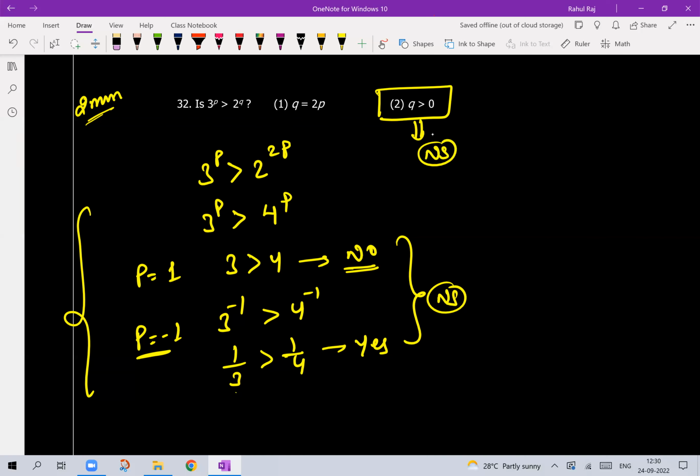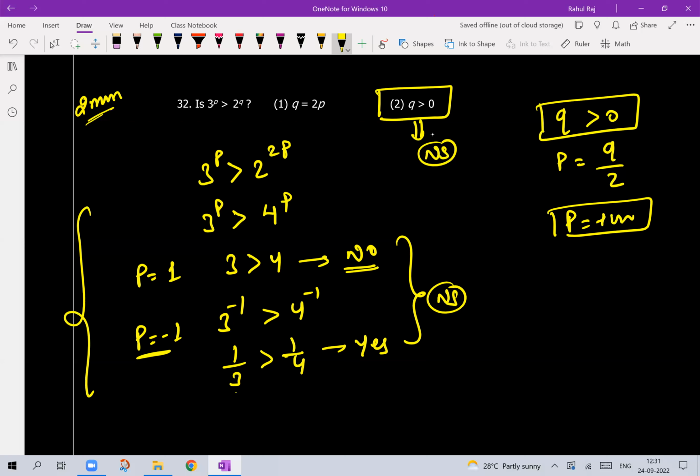Simple. So combination means what? Q is greater than 0 is given to you. This is positive. Option number 1 says what? P is equal to Q by 2. If Q is positive and P is equal to Q by 2, can I say P is 100% positive? Please tell me this. Think about this. If I combine, can I come down to a situation that P is always positive and Q is always positive?